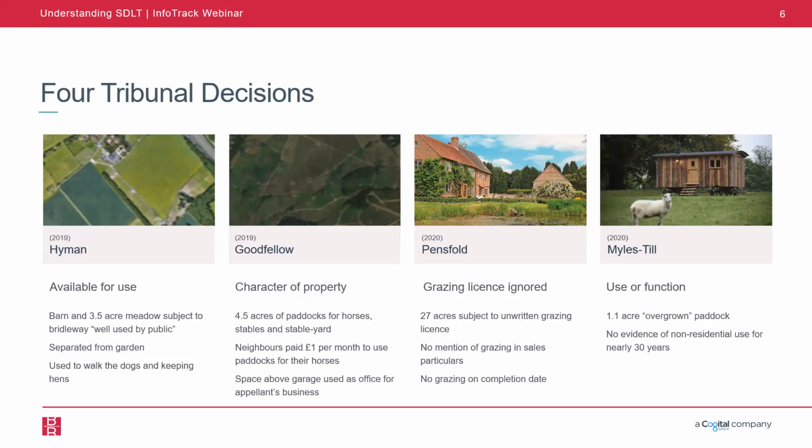And then finally in Miles Till, there was just over an acre of overgrown paddock, no evidence of non-residential use for nearly 30 years. So these cases might already give you an indication of the type of reaction by the tribunal to the argument that the relevant land in each case was not residential. In other words, it was not part of the garden or grounds of the house. And that was the key thing for the appellants to argue successfully, that the relevant land in each case was not part of the grounds of the house.